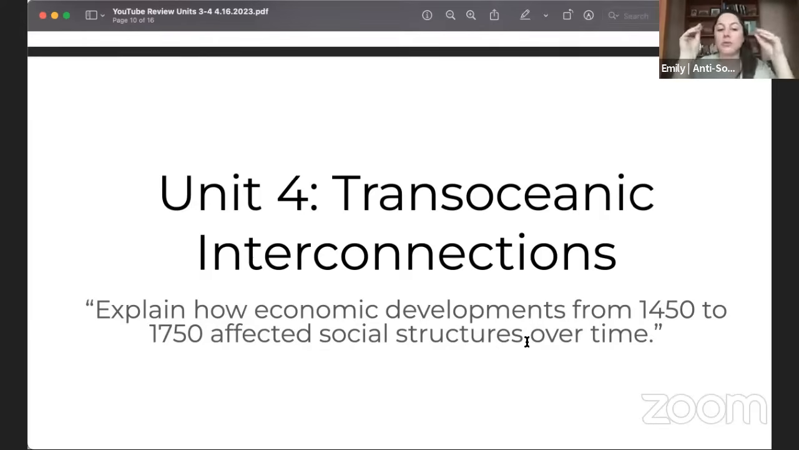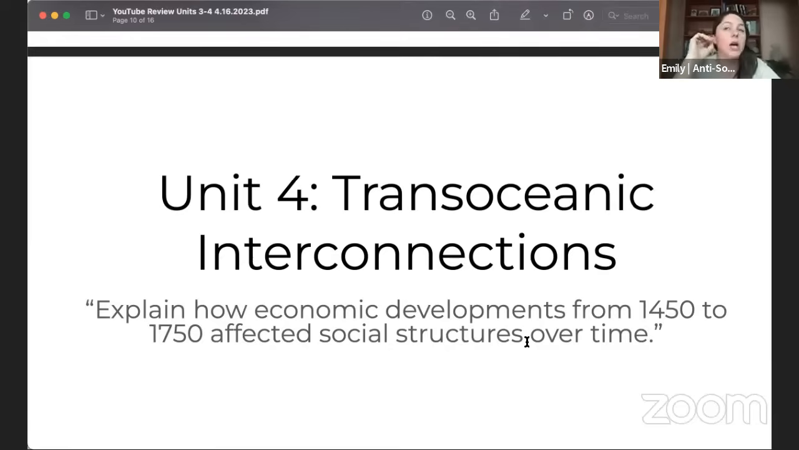They want you to be able to explain how economic developments, and what they're really talking about is exploration, colonization, the discovery of the New World, the slave trade, the silver trade, all that kind of stuff, the Columbian exchange. Those are all economic developments. How are they affecting social structures over time? What this means is this is a change and continuity unit. This is a unit where if you get a writing prompt, it's going to be talking about changes and continuities.